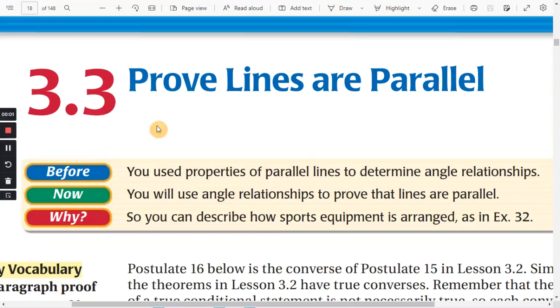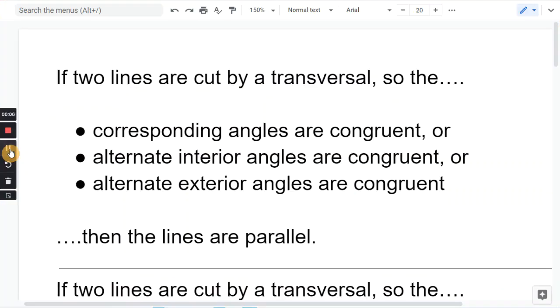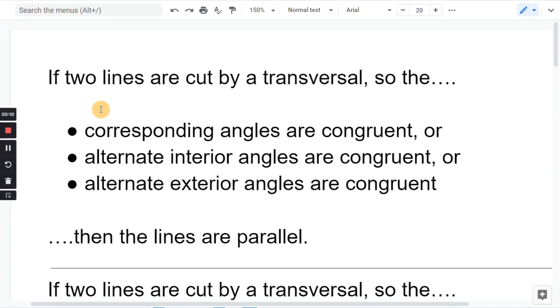Chapter 3.3, prove lines are parallel. So I made these notes as a summation of this section in the chapter. They're very similar to the previous notes that we had. They're ways that you can prove that two lines are parallel.